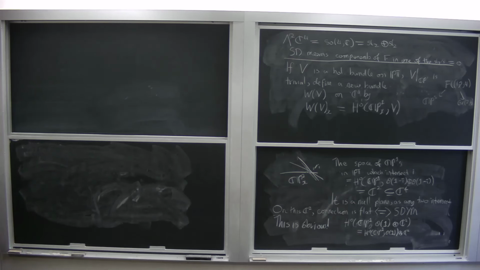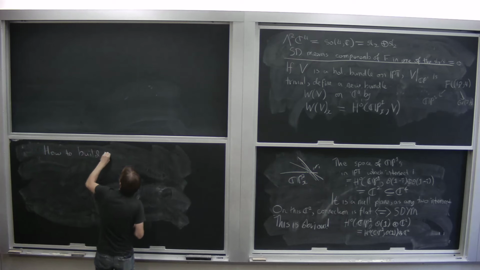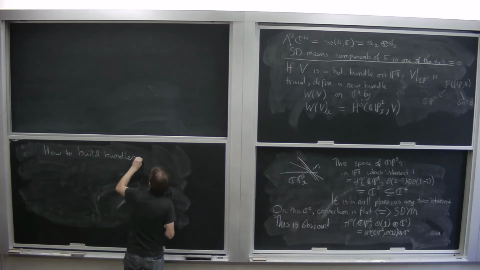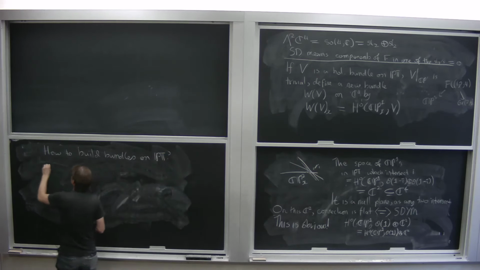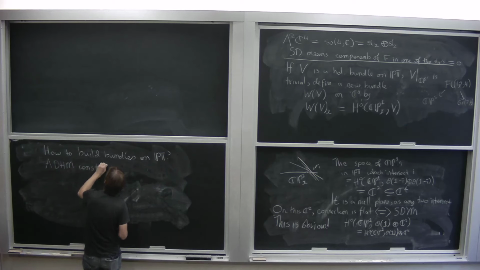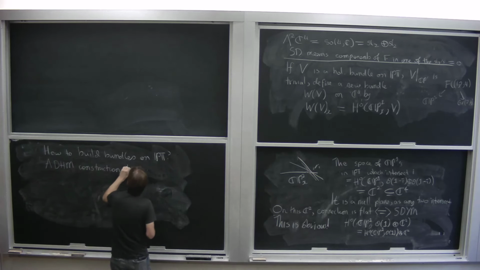So in any case, there was this construction by a guy called Horrocks who was able to write down explicitly certain vector bundles on CP3, and they used this as part of their classification. So how do I build a bundle on CP3? So here's the ADHM construction.